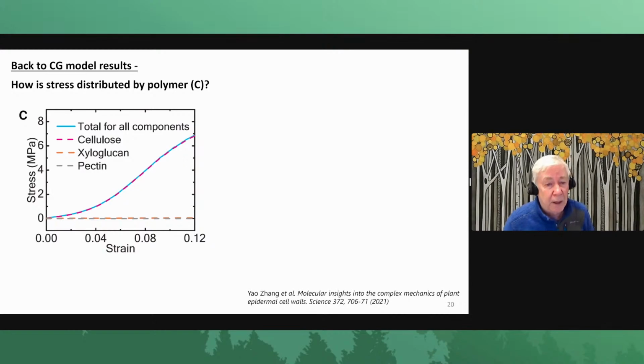One of the nice things about the model is you can interrogate the model and ask questions and get answers that are difficult to do experimentally. So, for example, you can ask, how is the stress distributed by polymers? And so I show here the stress distributed by xyloglucan, cellulose, and pectins, and you can see from this curve that it's almost all the stress is borne by the cellulose microfibrils.